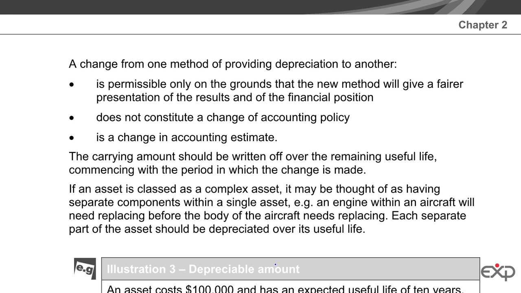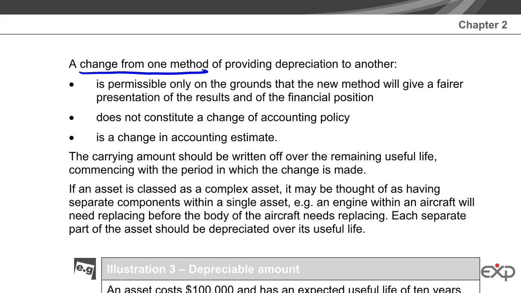Now, what you will need to be aware of in your syllabus is what happens if the directors decide to change what we call an accounting estimate. This is either the useful life, the estimated residual value, or the depreciation method used. And directors have to make sure at the end of every reporting period that the useful life, depreciation method used, or the estimated residual value is a fair reflection of what these figures should be.